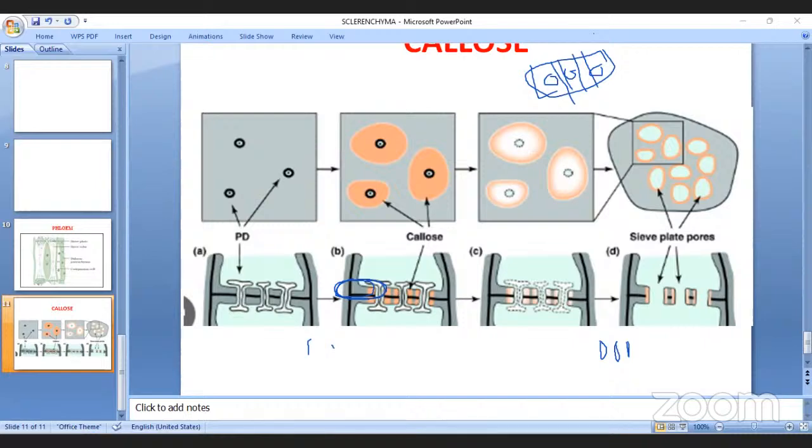The last one, special tissue. I will explain later about the special tissue.